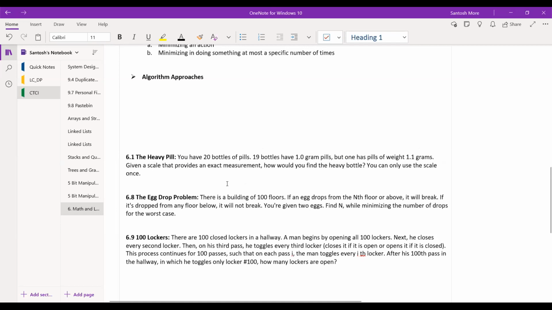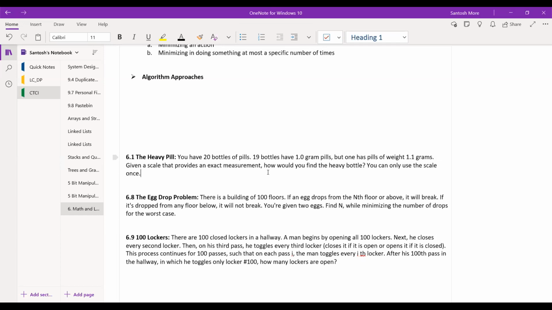And you can use the scale only once. So it is like we have 20 bottles of pills, and each bottle will have a weight. So 19 bottles have pills of 1 gram each, and each pill in the last bottle is 1.1 grams. So we want to find which is the heavier bottle. I think Shashank should be able to get a clue on this, the same way, right? If you take what you said, maximum should work here, right?